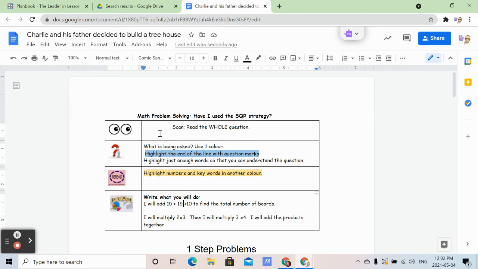SQR stands for scan. First, you're going to read the whole question, which seems obvious maybe, but a lot of students or people just read the beginning and start working on it before they read the whole thing and understand everything. And also just to get familiar with it. So first we're going to read the whole question.